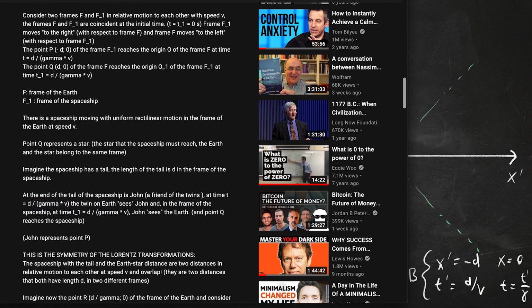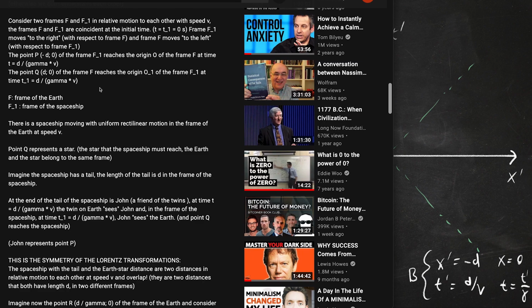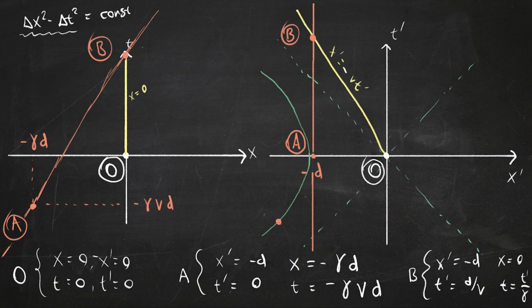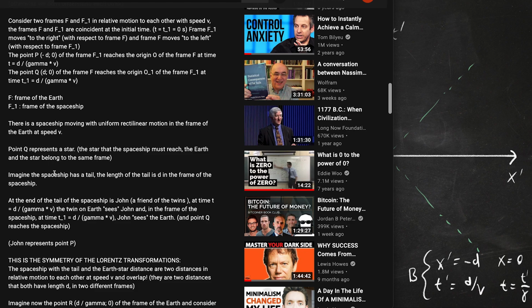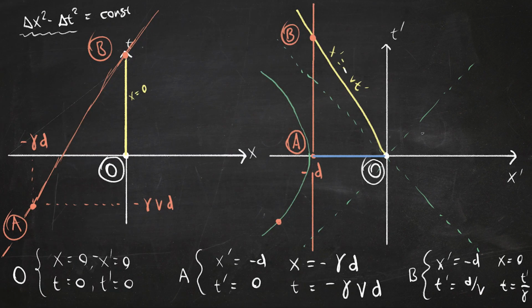okay. All right, so you're imagining a spaceship in the prime frame of reference. Let's draw that on. So here's the world line of the spaceship, right? This represents all points on the spaceship. I think that's what you're saying, isn't it? And then you're saying at the end of the tail is John. So that's going to be this world line. So John is on this world line. I think that's what you're saying, isn't it?